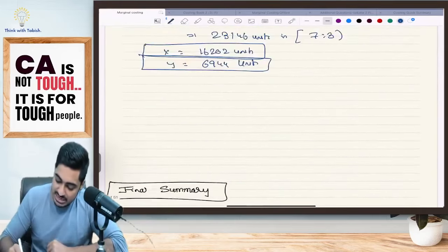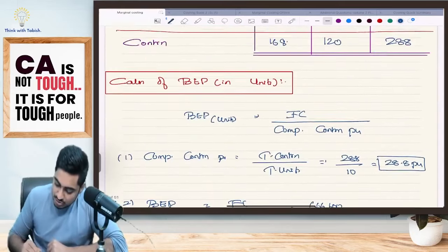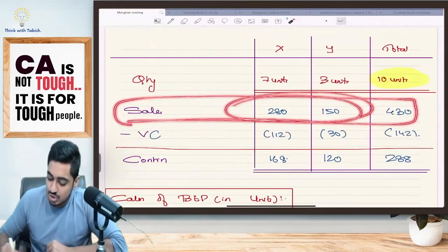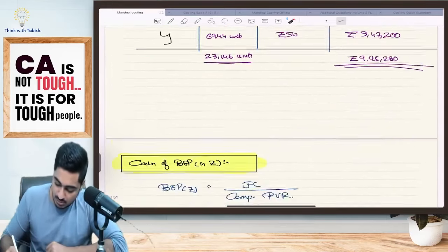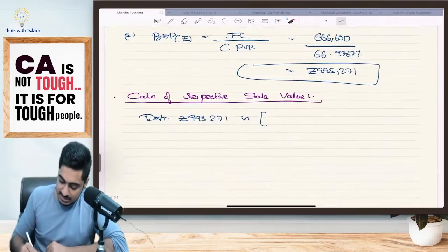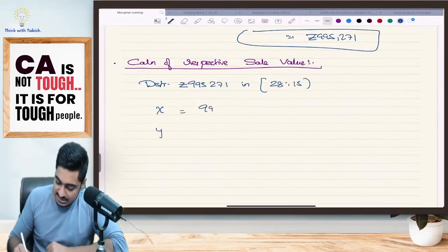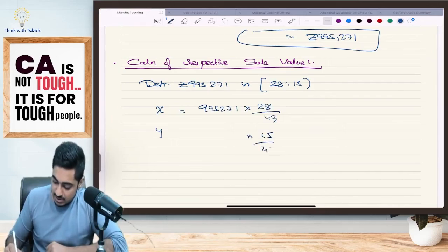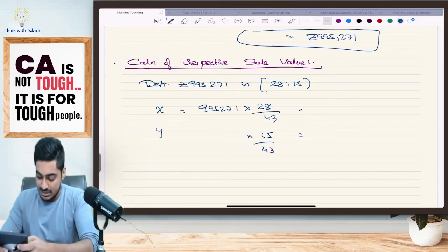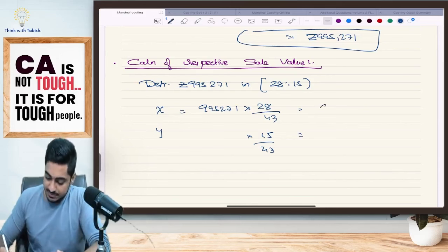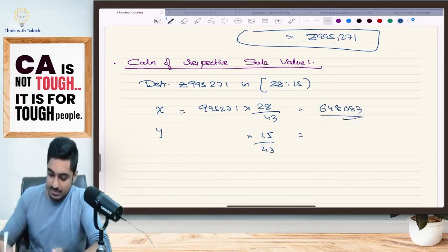Tell me students, what is the ratio of my sale value? In what ratio sale is happening? Sir, sale is happening in the ratio 28:15. Yes or no, everyone? Yes, sir. 28:15. That means X, Y. This is 995,271 into 28/43. This is into 15/43. Use your calculator, do calculation quickly. 995,271 into 28 will make it 648,083. 15 will make it 347,187.